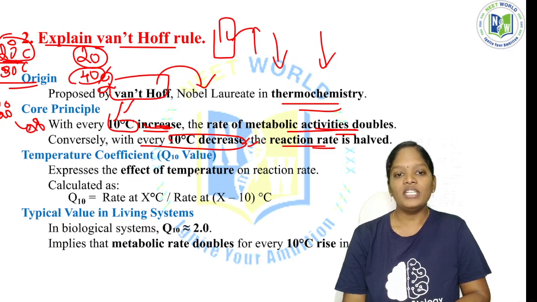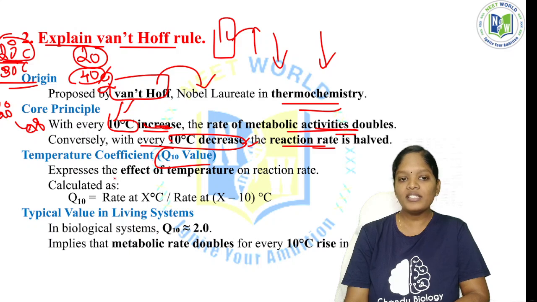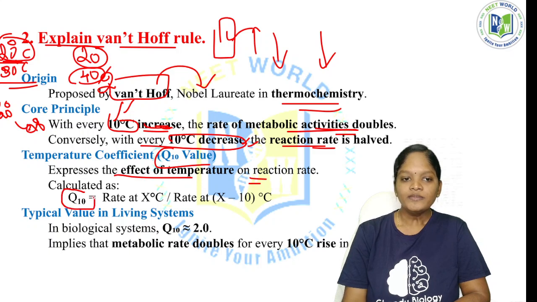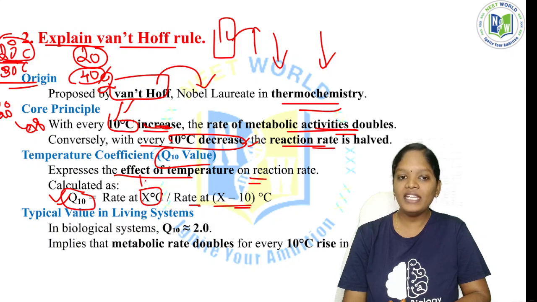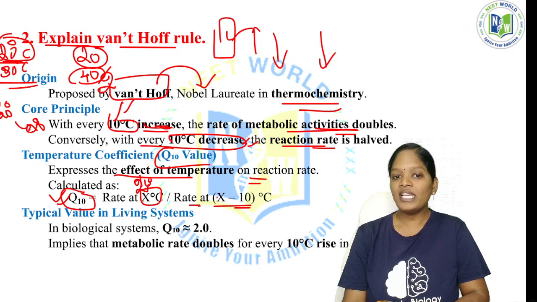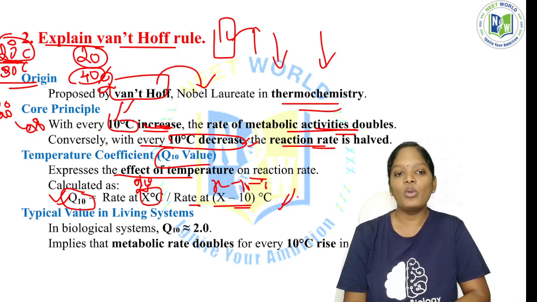temperature coefficient? Temperature coefficient is the Q10 value. It expresses the effect of temperature on the reaction rate. This is calculated as Q10 equals the rate at x degrees Celsius divided by the rate at x minus 10 degrees Celsius. So what will be the metabolic rate at, say, 20 degrees Celsius, and what will be the metabolic rate at x minus 10 degrees Celsius? This is the Q10 value, which is the temperature coefficient.